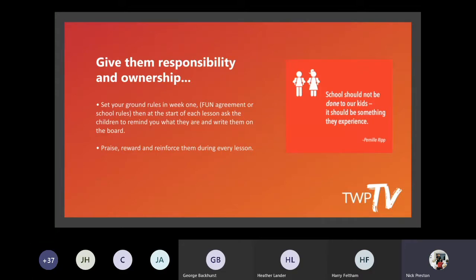So the quote on the right-hand side, you may have read it. School should not be done to our kids. It should be something they experience. It should be something they're part of, not something of do this, do that, do this. It should be, shall we do this? What do you think we could do next? Where do we go, do you think, with this situation? How could you make this game harder? How could you make this game easier?